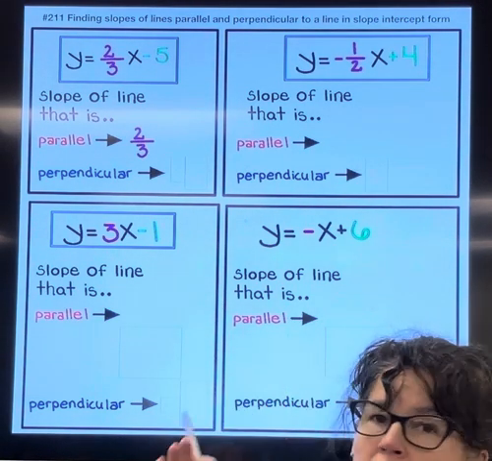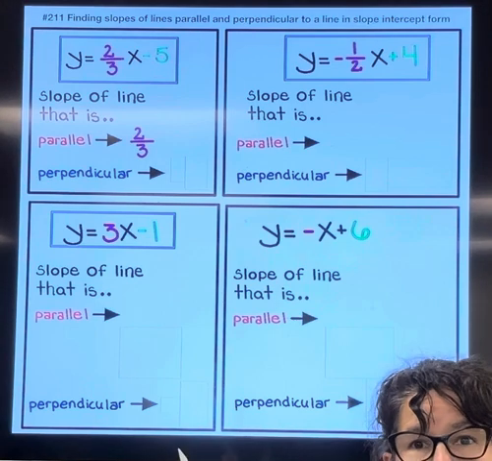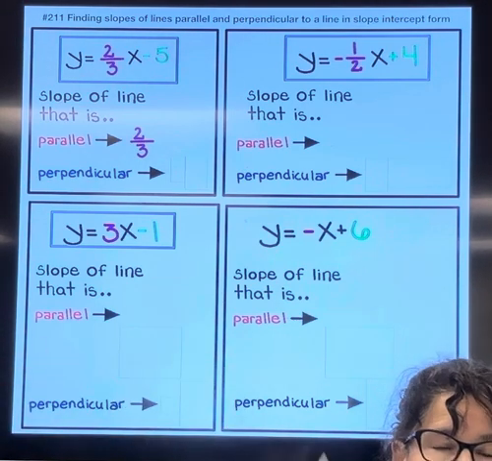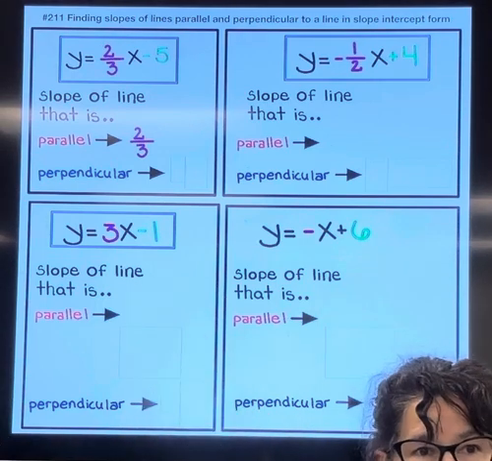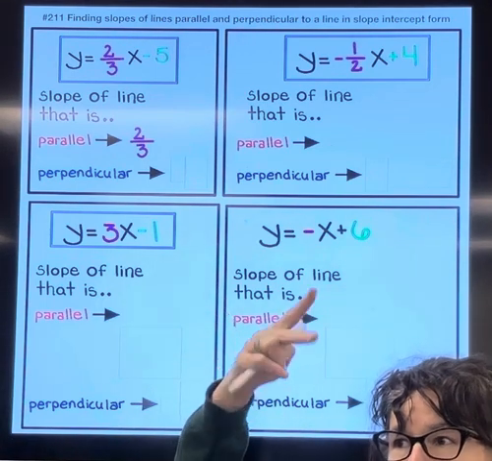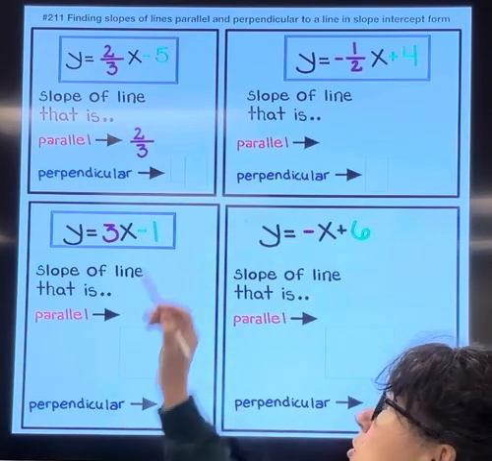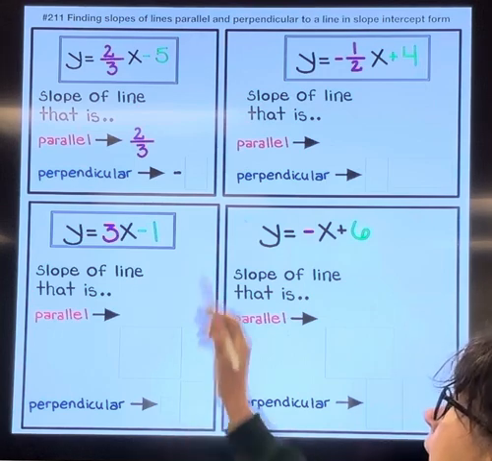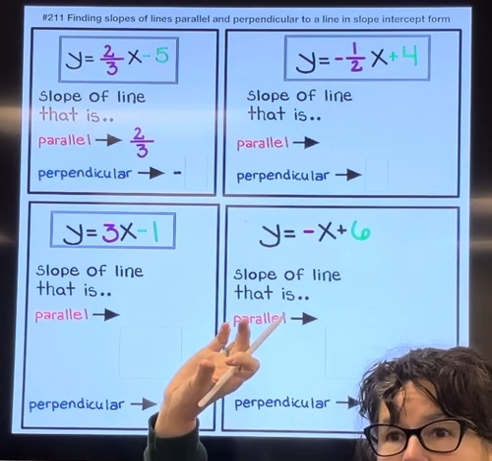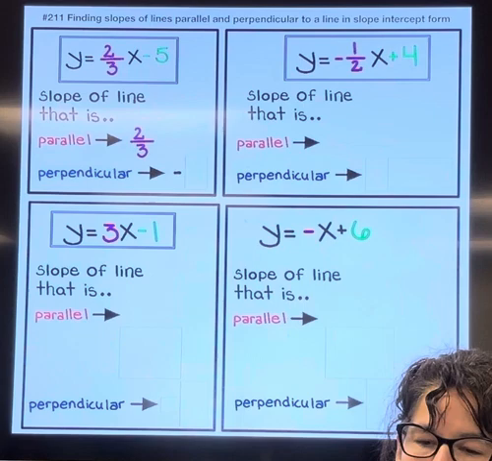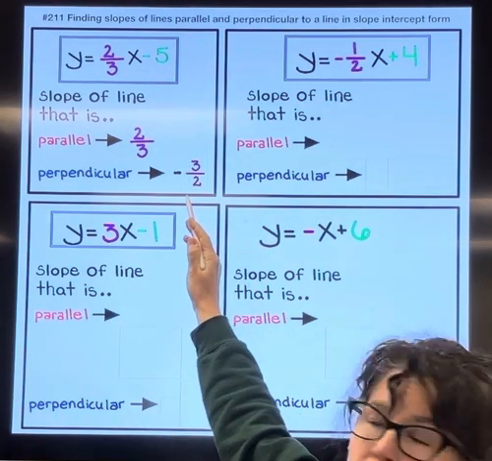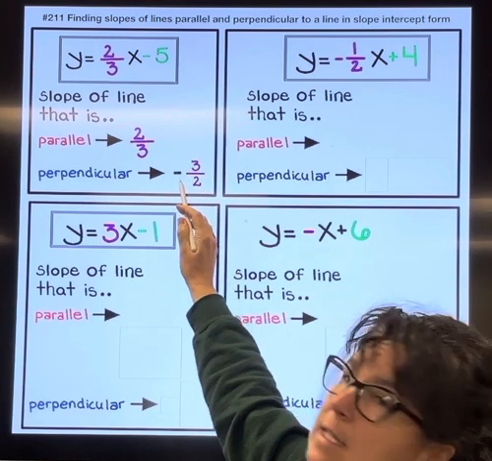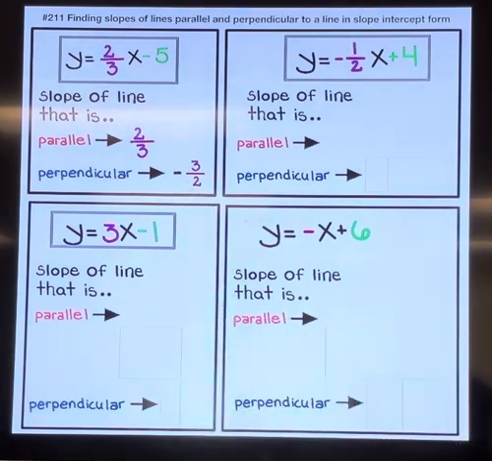Now perpendicular, it's opposite reciprocal, meaning if it was positive, make it negative, or if it was negative, make it positive, and then reciprocal, you need to flip it over. So since this is positive, I'm going to have negative, and then I need to flip over the 2/3, the reciprocal, and I get 3/2. So any line that's perpendicular to the original one is going to have a slope of -3/2.